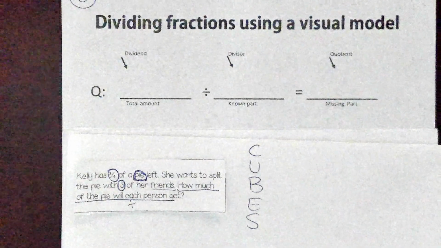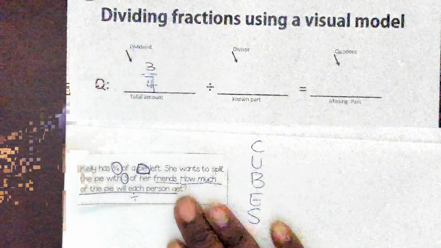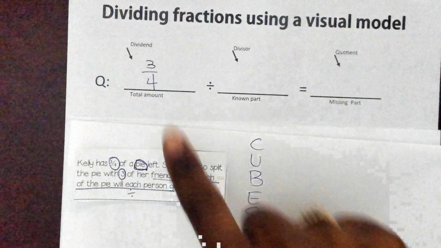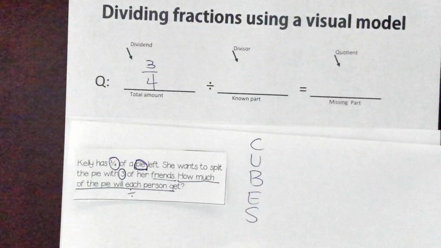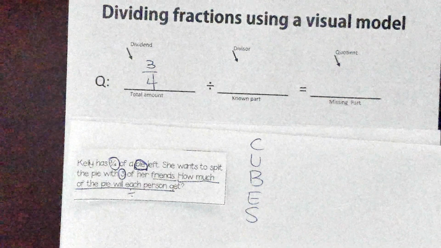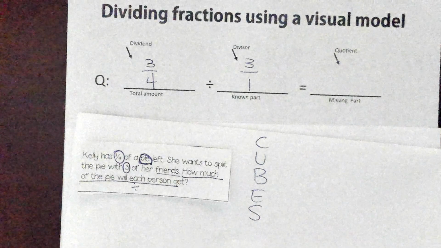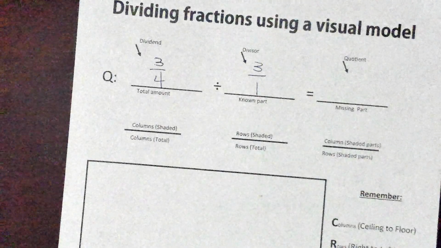All right, so in this case, Kelly has 3/4 of a pie left. And because it's in fraction, I'm going to work with it in fraction form. So we have 3/4 for the dividend. That's the total amount that she is willing to share out. And she wants to split it with 3 of her friends. I noticed that 3 is listed as a whole number. And we know that any whole number is also able to be converted into a fraction by placing it over 1. So 3 wholes, or 3 of 1s, can make a total of 3 wholes.